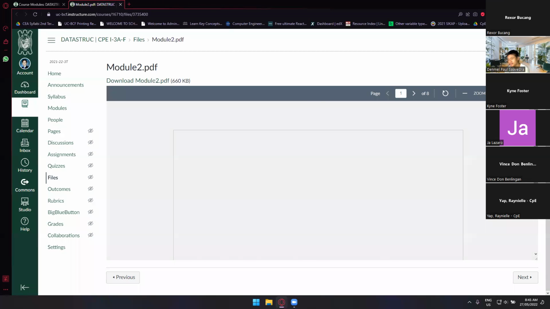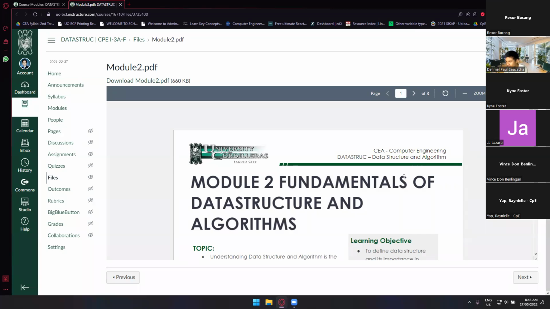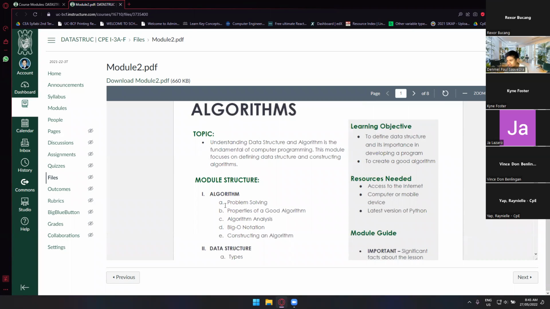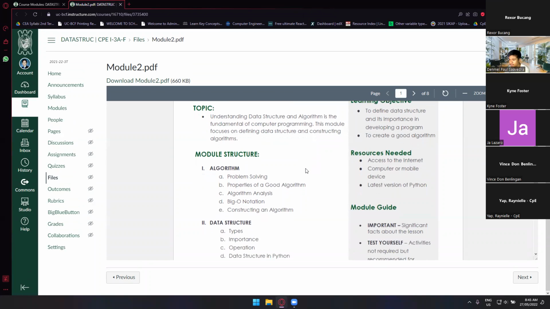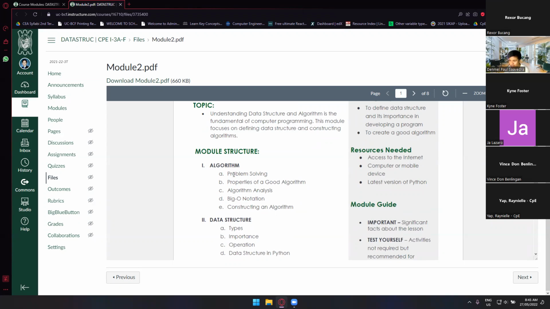Anyway, let us proceed now to module 2. This is just 8 slides. In here, we'll discuss the algorithm and the data structure. Understanding data structure and algorithm is the fundamental of computer programming, and this module focuses on defining data structure and constructing algorithms. The first one is algorithm. In here, you will know basic problem solving concepts, properties of a good algorithm, algorithm analysis, big O notation, and constructing an algorithm.